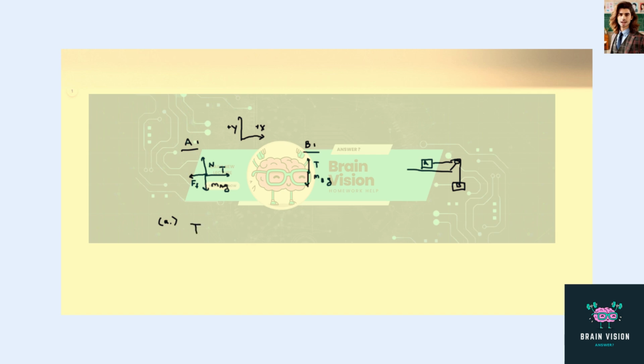tension minus mass of B times G is equal to mass of B times acceleration Y. Remember, these things are accelerating, so we can't necessarily set that equal to 0. This implies that tension is equal to mass of B times acceleration Y plus G. And I'm going to label this equation by star because we're going to need it later.